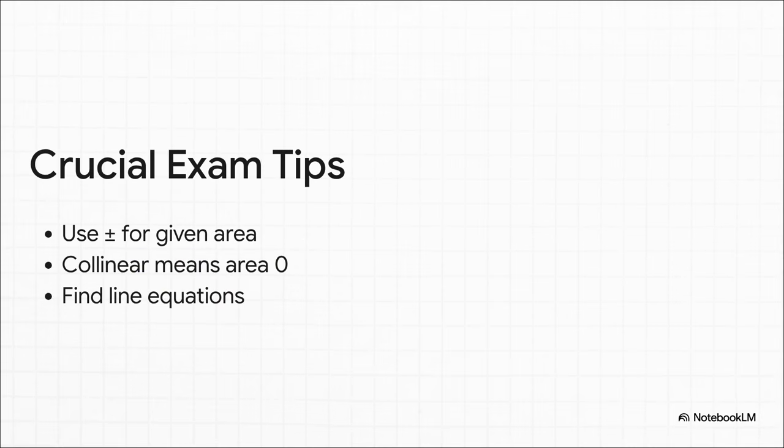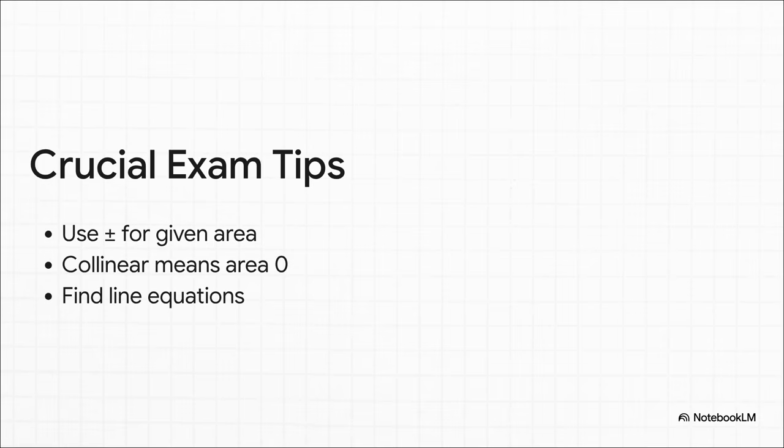Now, let's talk about the tricky stuff the exam loves to throw your way. If the question actually gives you the area, let's say 4 square units, and asks you to find a missing coordinate k, you absolutely must set your determinant equation equal to plus and minus 4. The modulus splits into 2 paths, meaning you're going to get 2 distinct values for k.